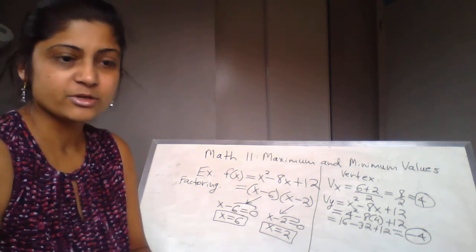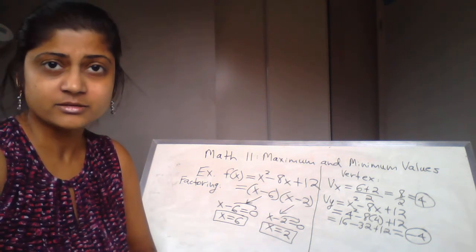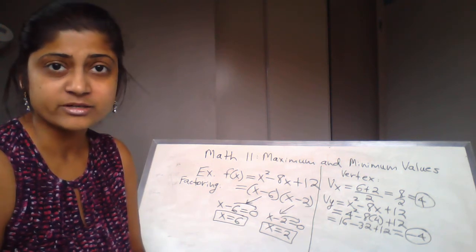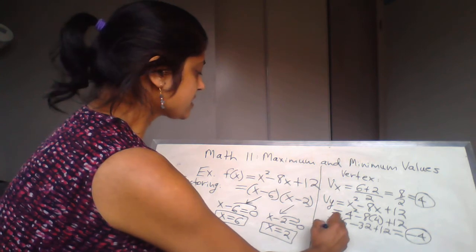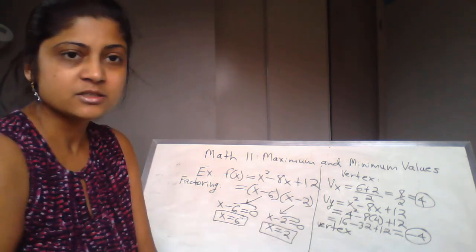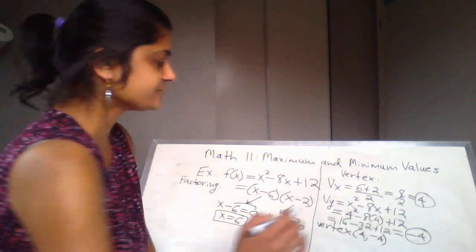So I can see that when we're using this method for factoring, it does take a little bit longer. Even if I completed the square here, I will get the same answer for the vertex. All right, so I'm going to put the vertex here on the bottom. The vertex is going to equal 4 and negative 4.